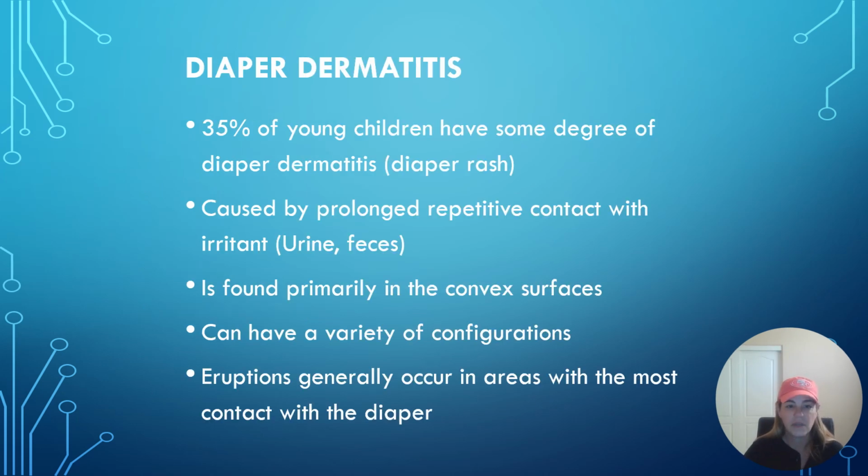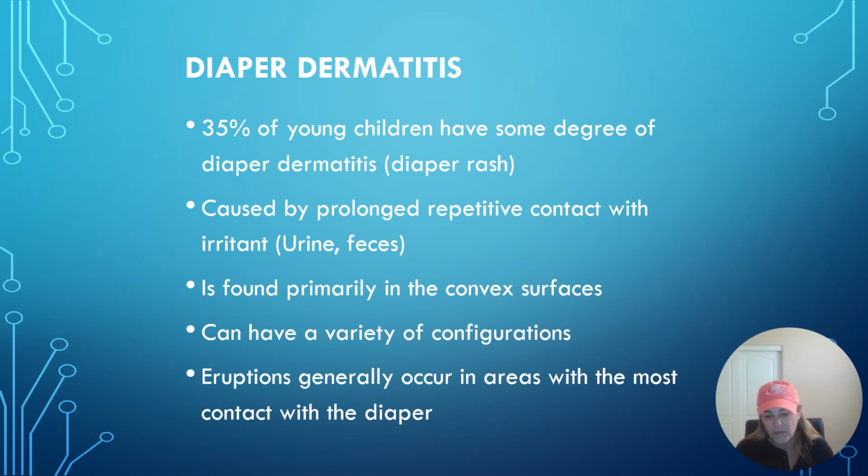Very exciting. So diaper dermatitis: 35% of all young children, infants in diapers, will have a diaper rash. What causes the diaper rash? It is caused by prolonged and repetitive contact with an irritant, in this case urine or feces. You can also use this if they have a G-tube or an ostomy; if you have feces or a urine diversion, know that this is very irritating to the skin. Anything that stays on the skin can irritate it and cause some kind of skin condition.